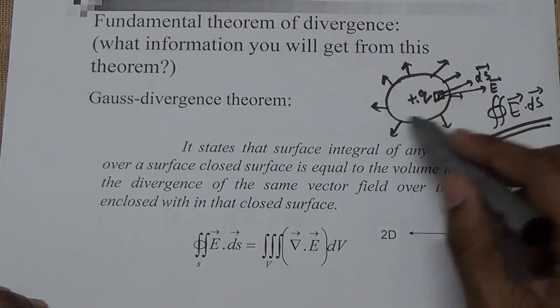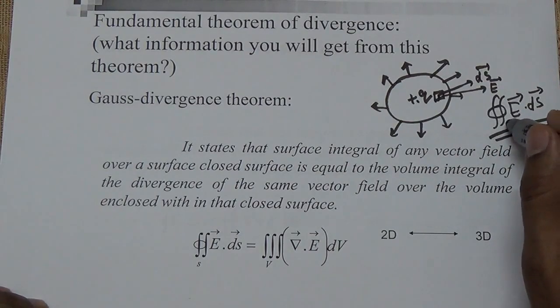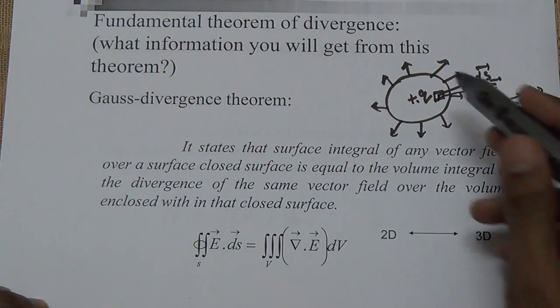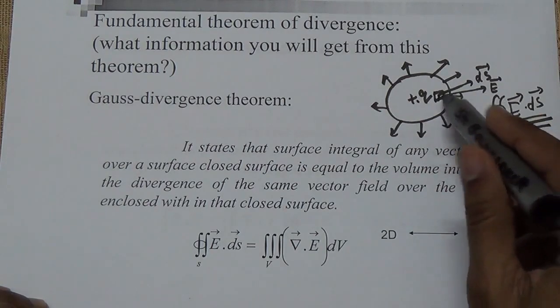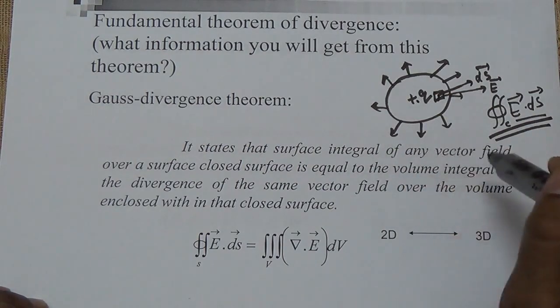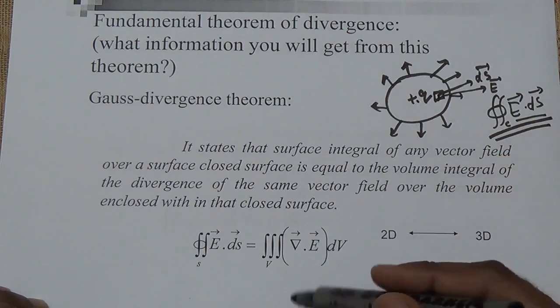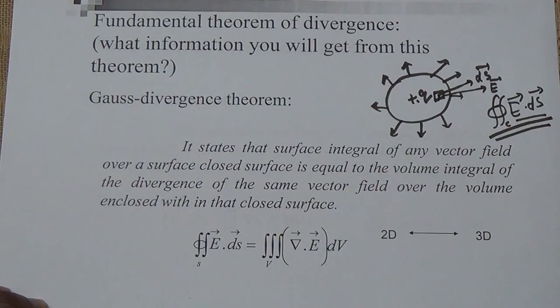Suppose I want to find the total electric flux through that closed surface, then I have to take the closed surface integral of this quantity E dot ds. So the closed surface integral of E dot ds is the total electric flux. These electric field lines are basically the total electric flux, or with the help of the divergence of the electric field we can also measure the electric flux.